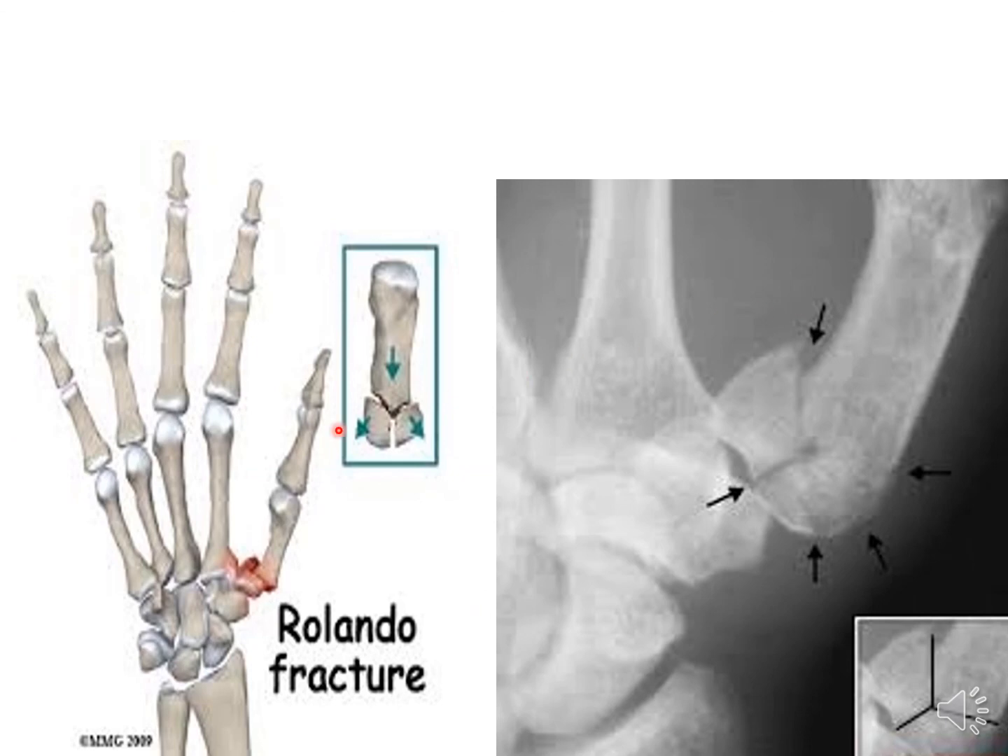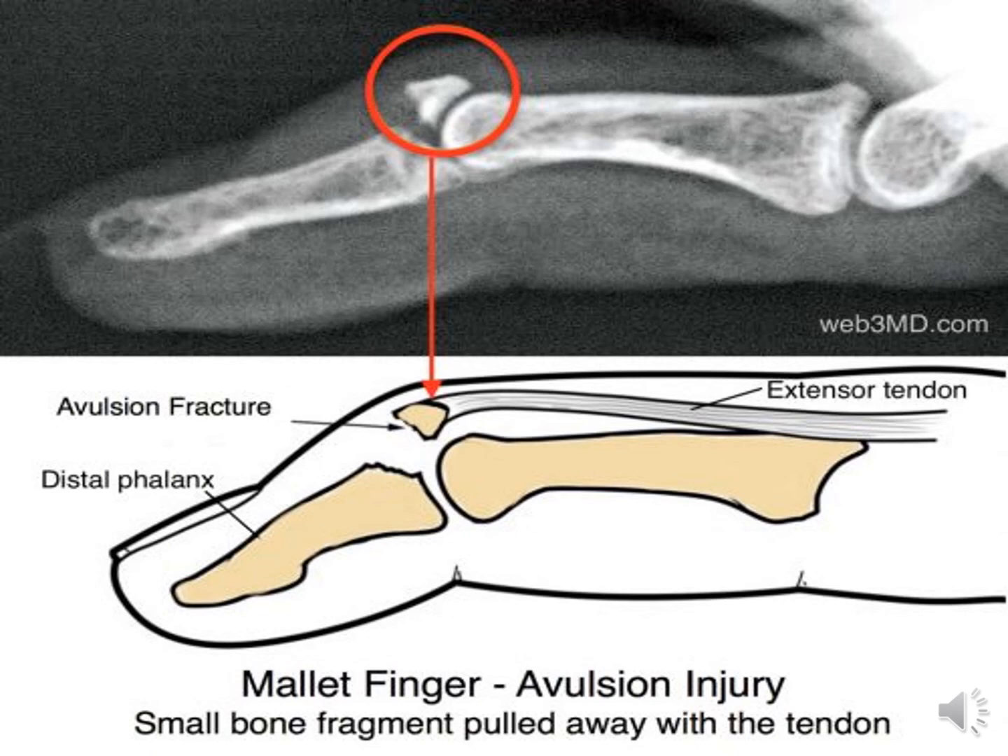Next is the Rolando fracture. Here we can see there's the oblique fracture in the base of the first metacarpal. Then mallet finger. There is an avulsion. This type of avulsion is because a small bony fragment is pulled away by the tendon. Here we can see the extensor tendon at the bony fracture. This is the avulsion. There is a fracture fragment which is pulled up by the tendon.